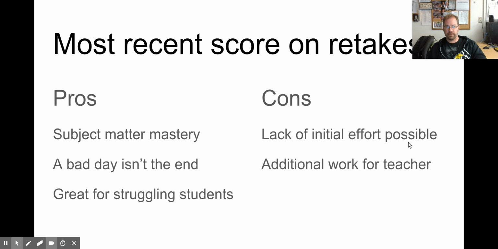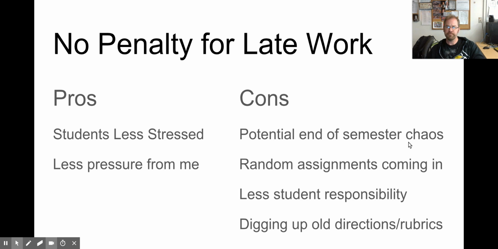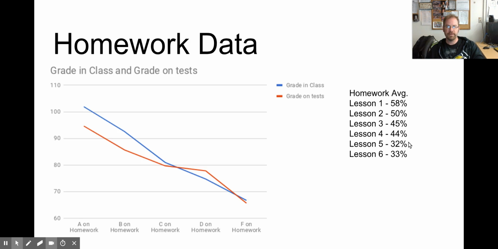Let's see. The other things, I'll still do the most recent score on retakes because the kids like it, and it gives them an opportunity to earn a higher grade, and I'm fine with that. No penalty for late work, I'll probably continue to do that just because it's not really a big deal for me. I don't like the idea that the kids don't learn to be responsible, but it's helpful for those kids that have problems or are struggling with stuff like that. So I'll keep supporting them in that sense.